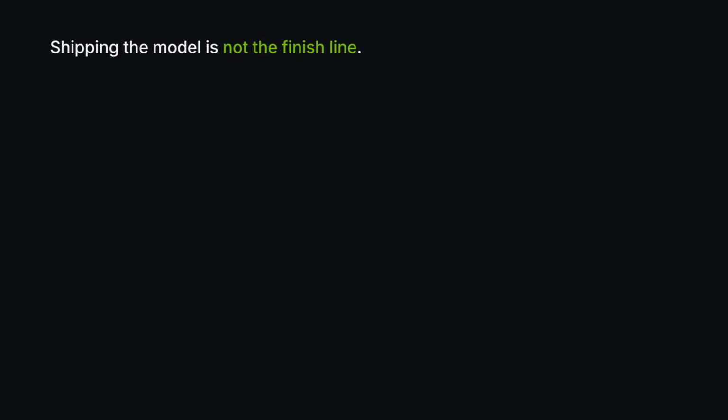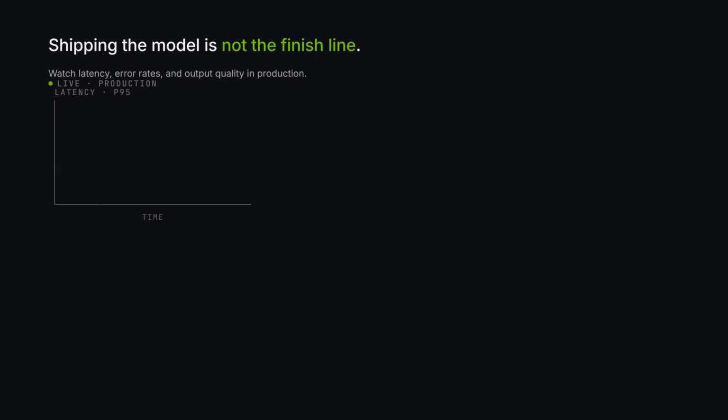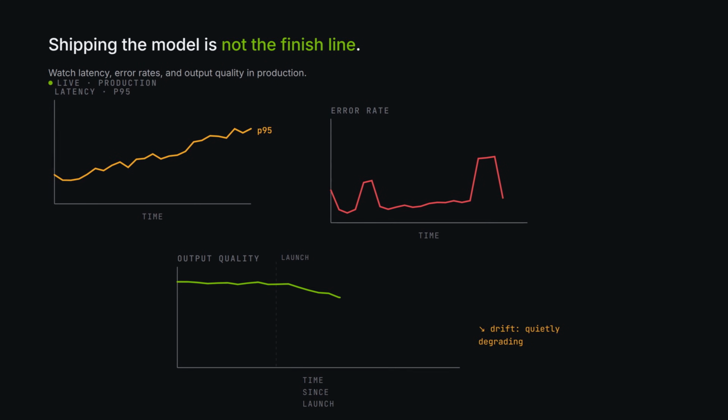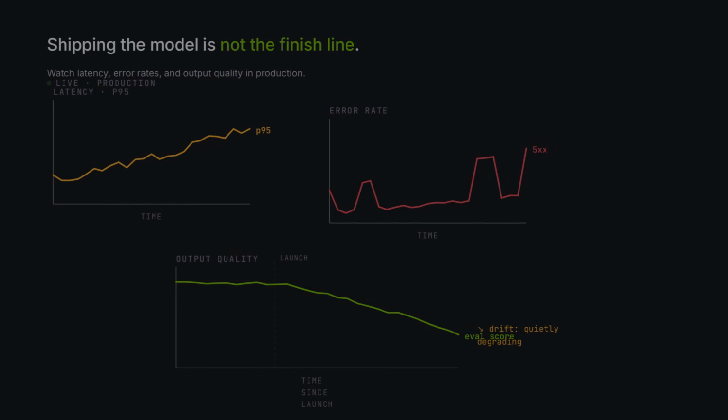Shipping the model is not the end. Monitoring and observability mean watching latency, error rates, and output quality in production, because models drift as the real world changes, and a system that was accurate at launch can quietly degrade.